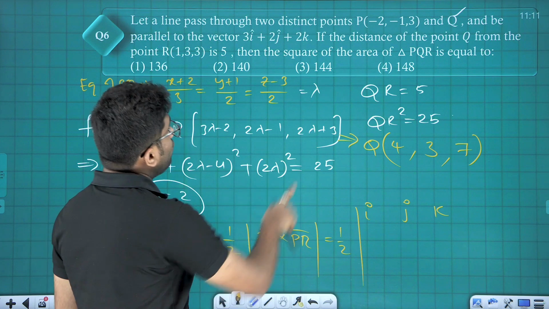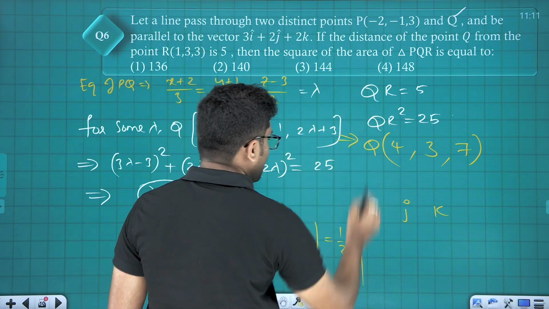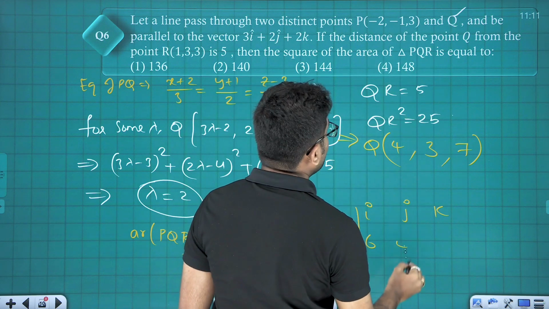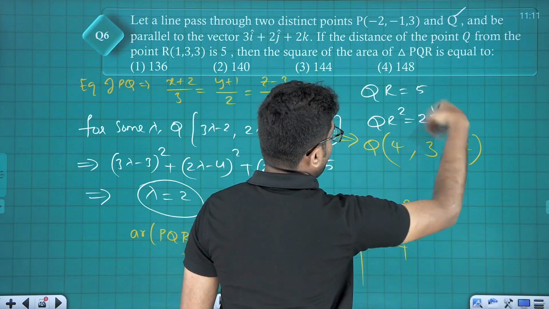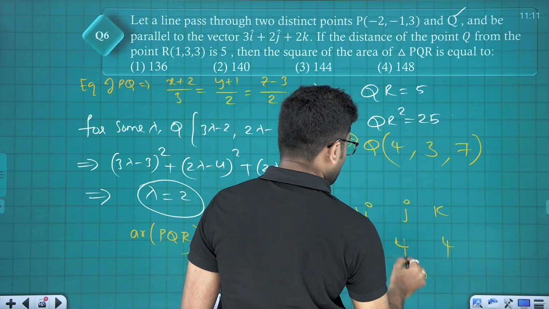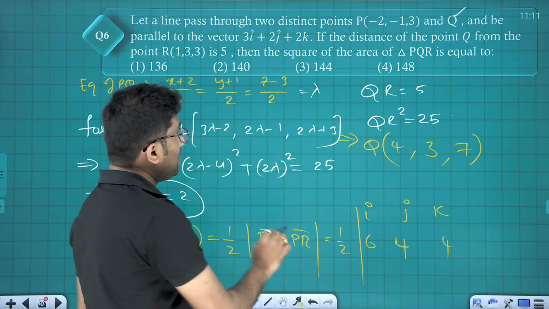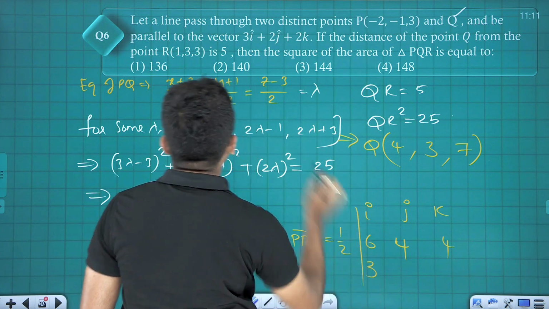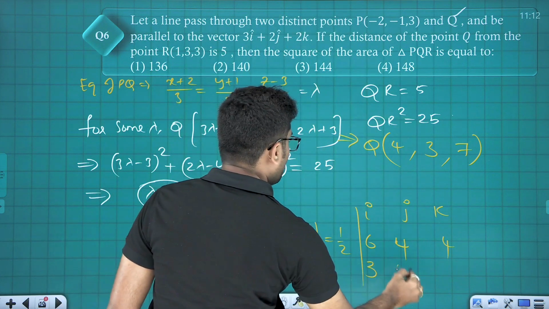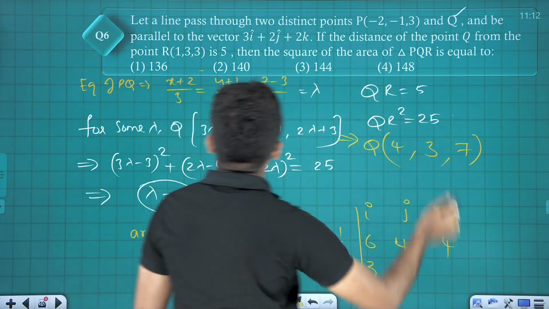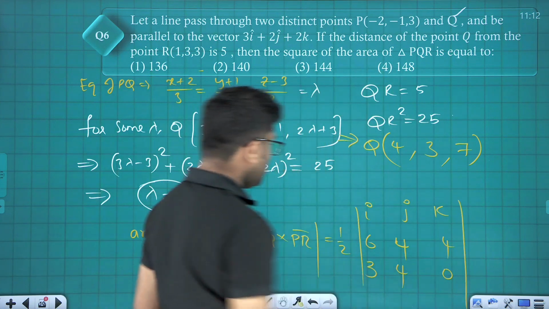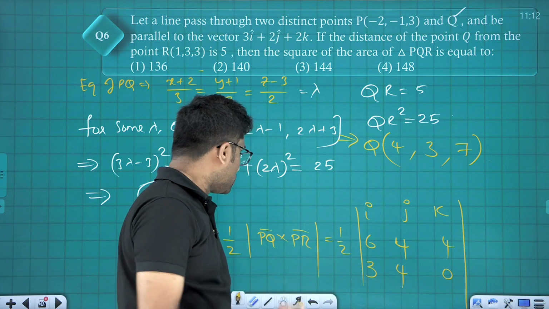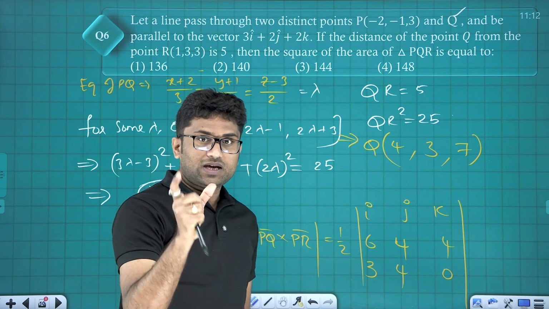How do you get PQ? We know P, we know Q. So 4 plus 2, 6; 3 plus 1, 4; next 7 minus 3, 4. This is PQ bar. PR bar: 1 plus 2, 3; 3 plus 1, 4; 3 minus 3, 0. So this is what we have. Once we find this PQ cross PR, we'll get one vector.